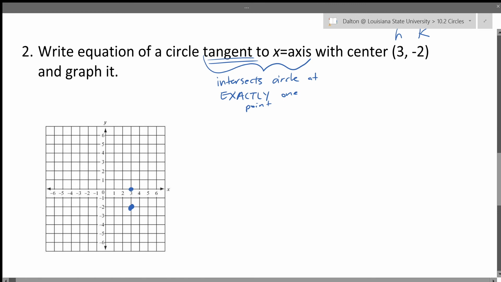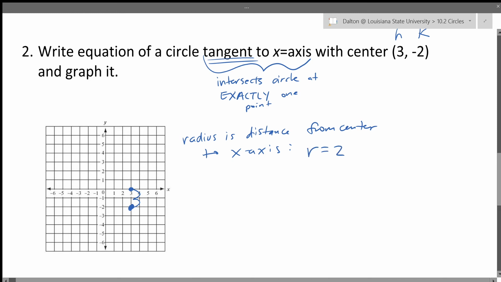In other words, the radius is going to be the distance from the center to the x-axis. And if that's the case, then you literally just count the distance, 1, 2. So that means r is equal to 2.